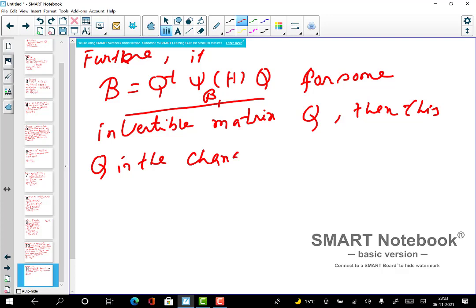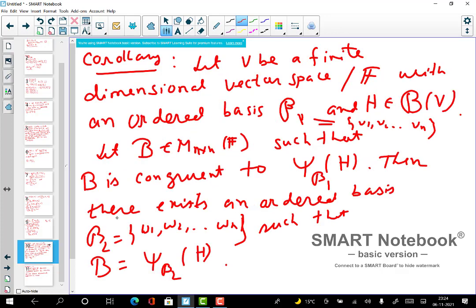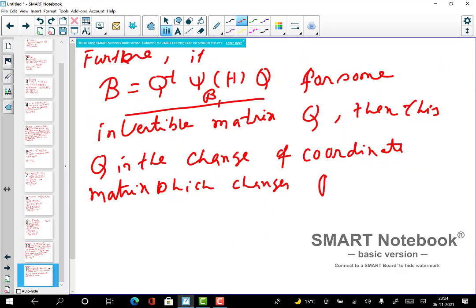Change of coordinate matrix, which changes beta 2 coordinates into beta 1 coordinates.